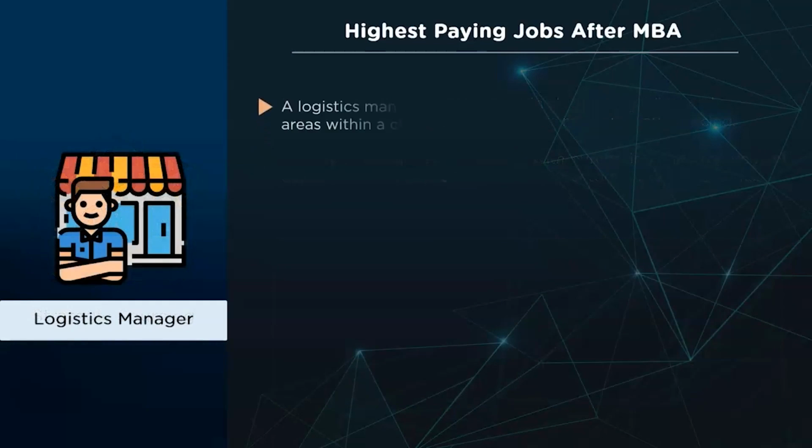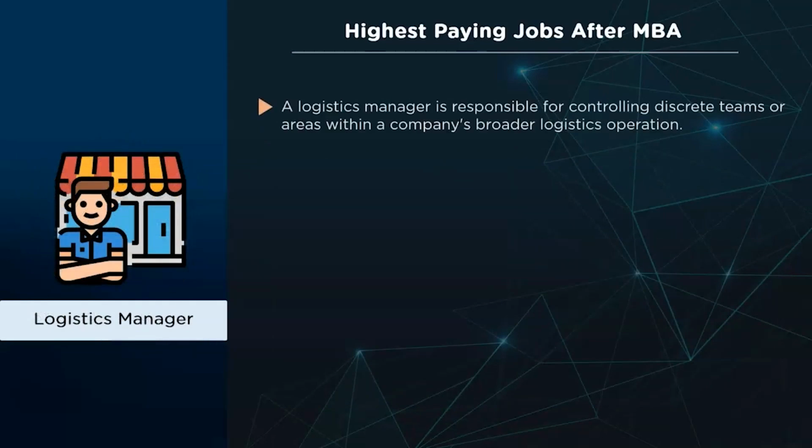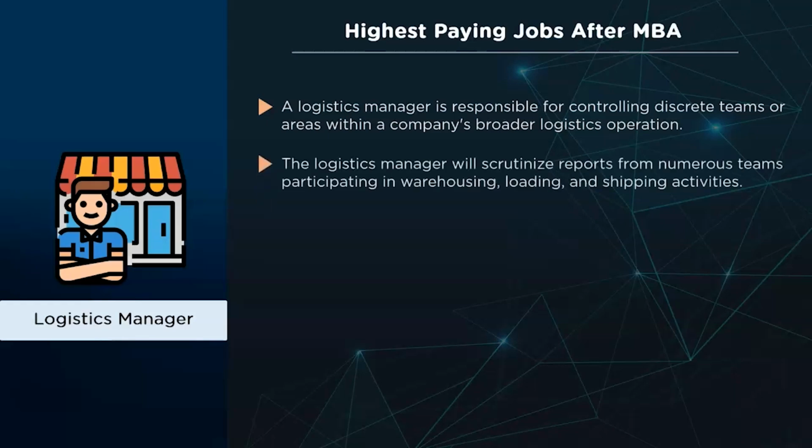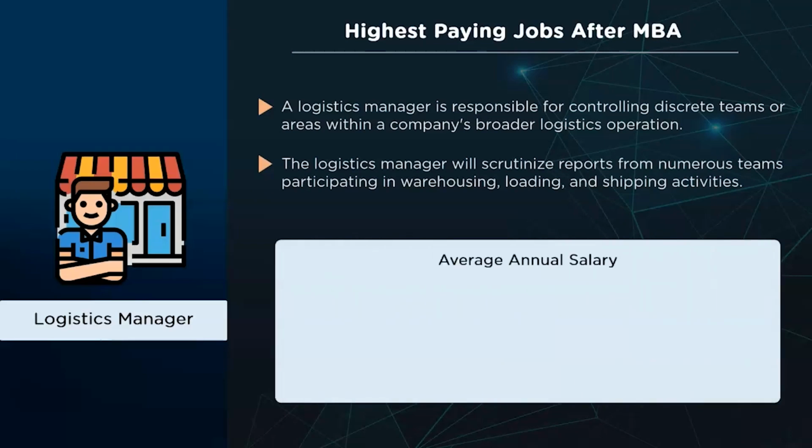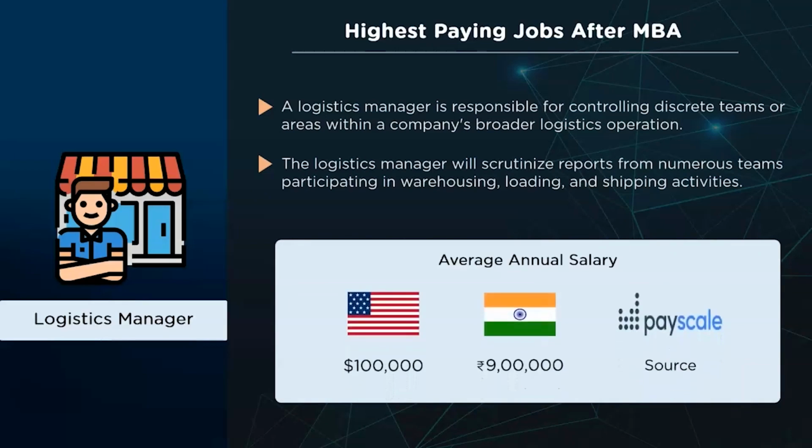Next, we have a logistics manager. This role, involved in supply chain management, manages two stages of the supply chain known as delivery and returns. The professionals working in this role control the company's broader logistics operation. They are primarily tasked with receiving and analyzing warehouse reports, overseeing shipment processes such as warehousing, loading, and shipping. The average annual salary for this role is $100,000 in the United States and 9 lakh rupees in India.